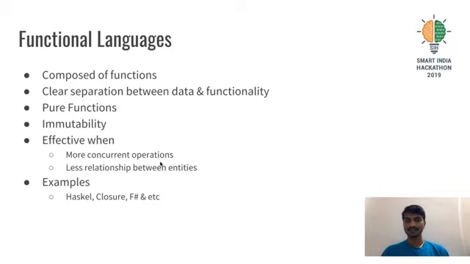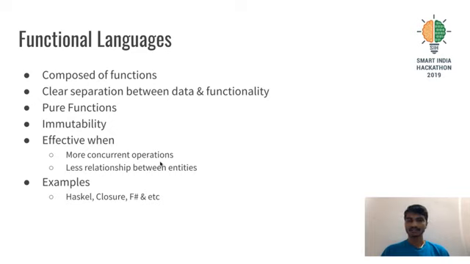Another important property of functional languages is immutability. Immutability is resistance to change. In functional languages, there are no variables at all. You cannot change the property of your data. So that's what immutability is.